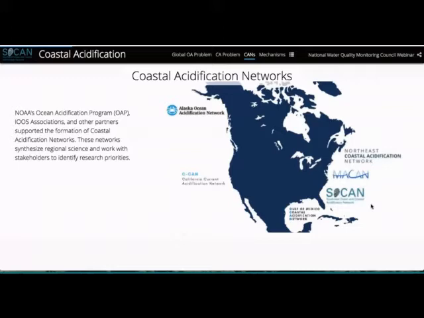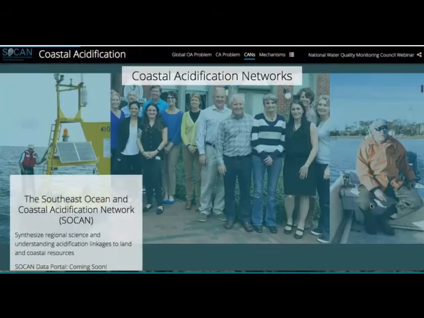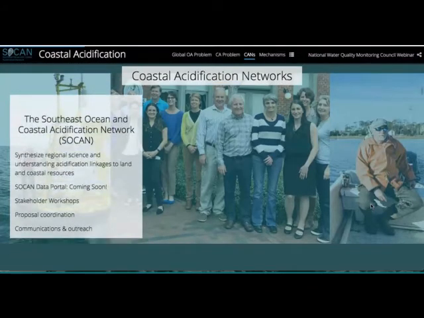So the CANs strive to synthesize regional science, make it applicable to the stakeholders and the resources in those regions, and communicate with stakeholders in a way that we might not be able to do at a global and national level. So specific to SOKAN, we've been working on those linkages with water quality, working on publications to get that information out there, working on communication products like the story map and web material.